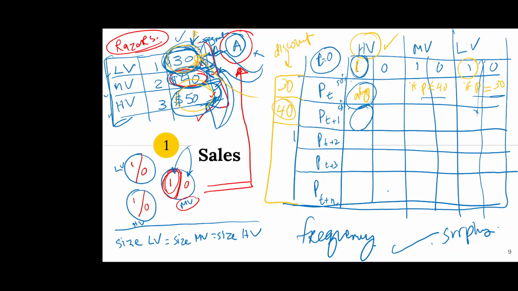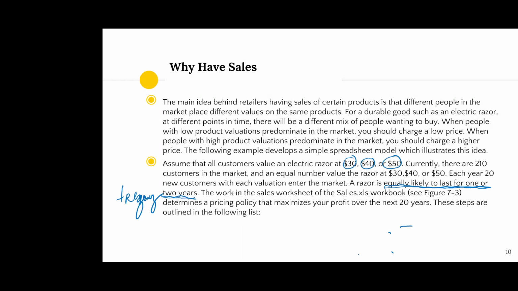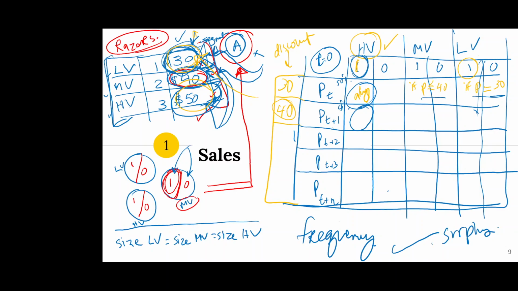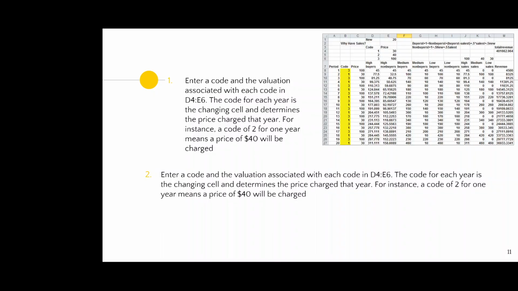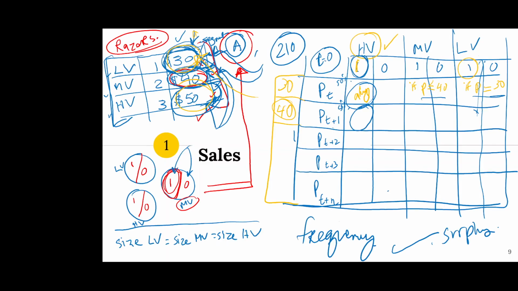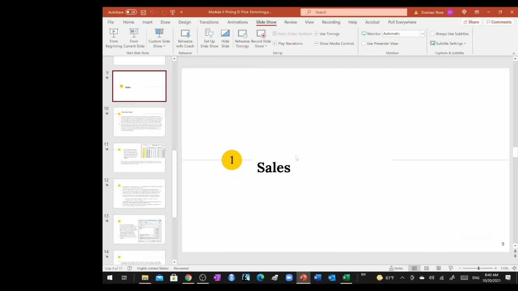Also, if you take a look at the question here, let's continue to read. Currently there are 210 customers in the market. So basically we are saying we have 210 customers in the market. And the question is saying that an equal number of them value the razors in these segments. So all these segments that we were talking about, let me start a new one.